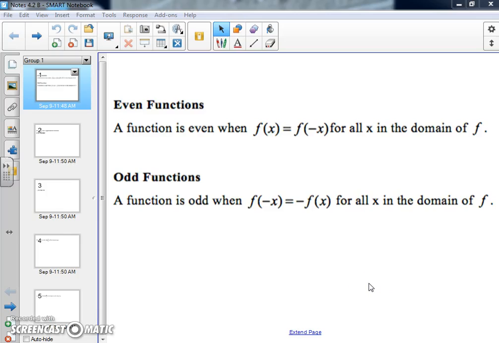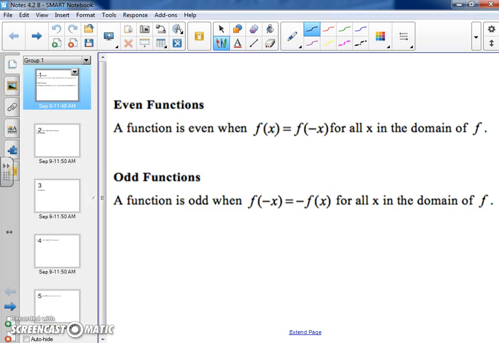Alright, so today we are looking at even and odd trig functions. A function is even when f of x is equal to f of negative x. So they are the same. So this means if I plug in 2 or if I plug in negative 2, I will get the same thing. Odd functions are just the opposite.